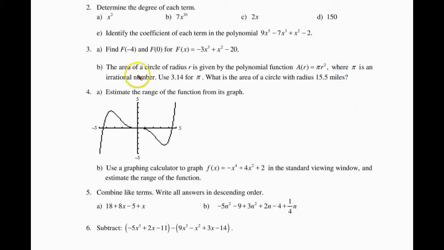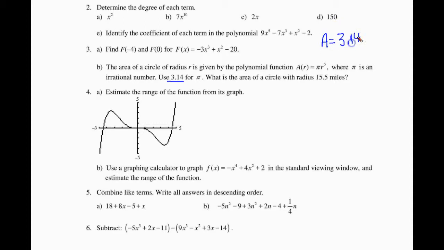Okay, part B. The area of a circle of radius r is given by this polynomial function. And this is pi r squared, the area of a circle, where pi is an irrational number, we're going to use 3.14. What is the area of a circle with a radius of this? Well, it's just substitution.